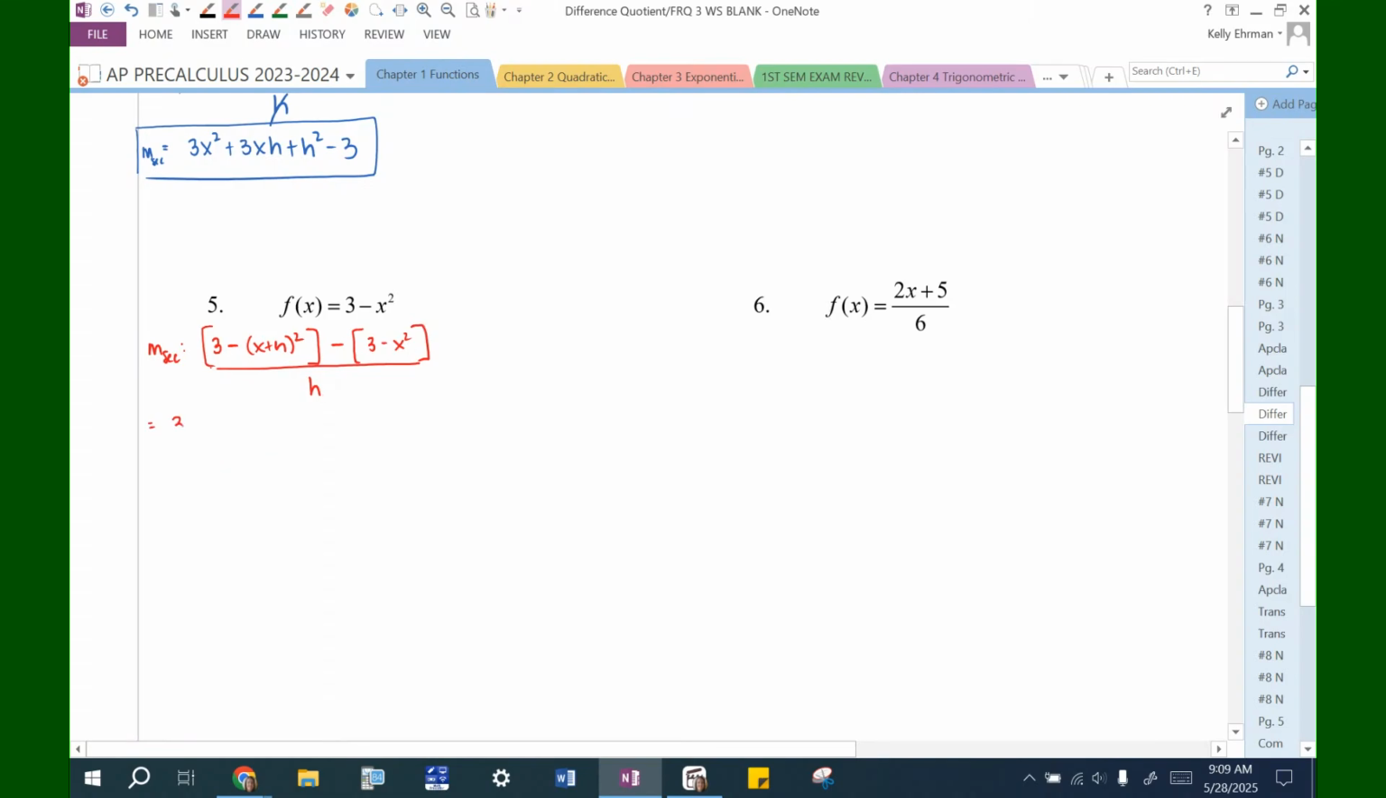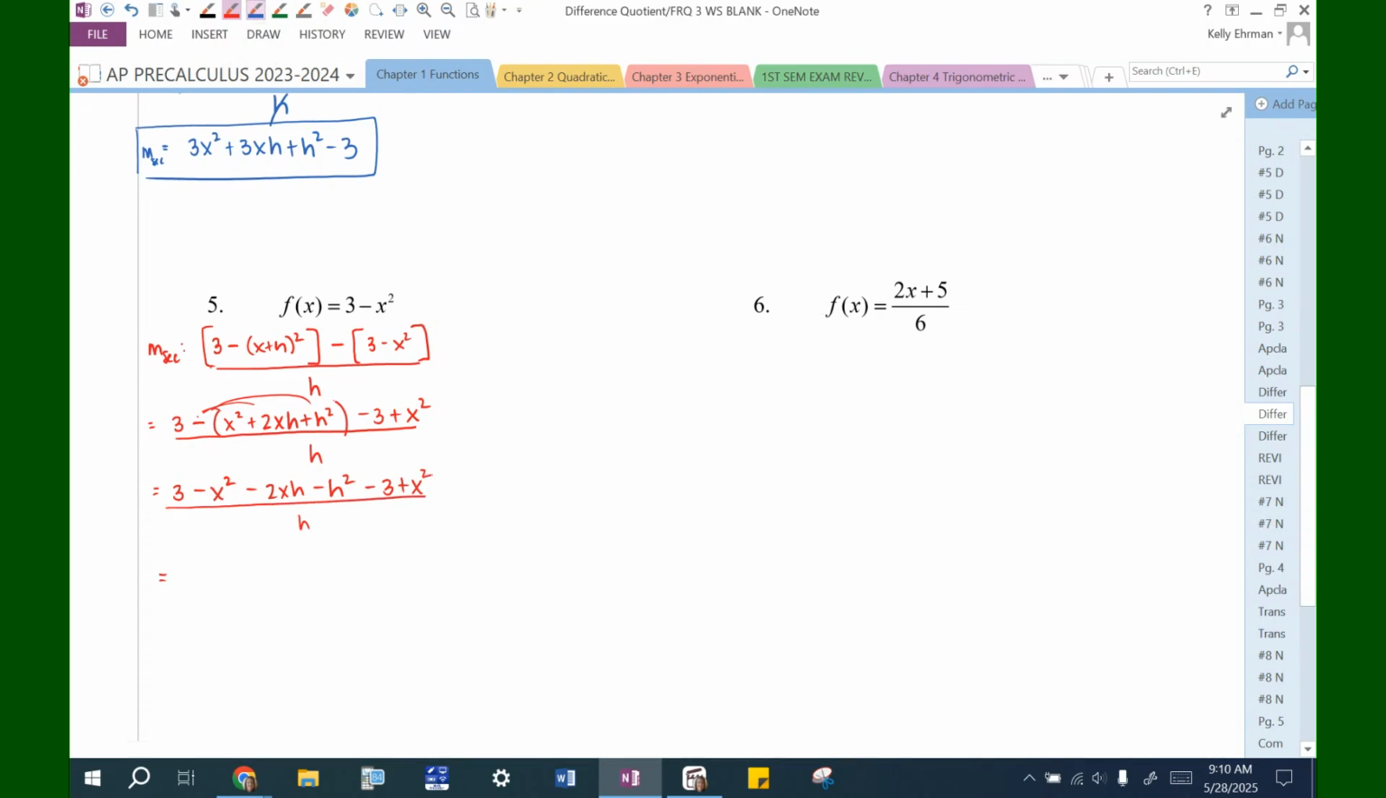Okay, now that's equal to 3 minus parentheses x squared plus 2xh, don't forget the 2, plus h squared, minus 3 plus x squared. All of that's over h. Distribute this negative through. 3 minus x squared minus 2xh minus h squared minus 3 plus x squared, all over h. Anything that's not an h should cancel: 3 minus 3, minus x squared plus x squared.